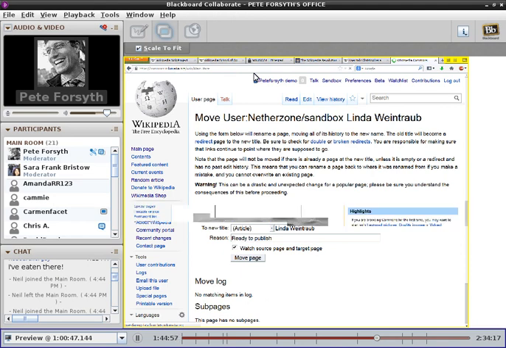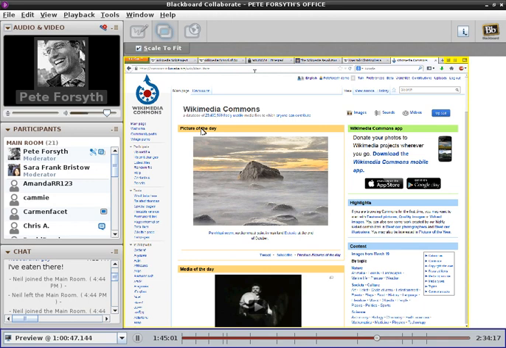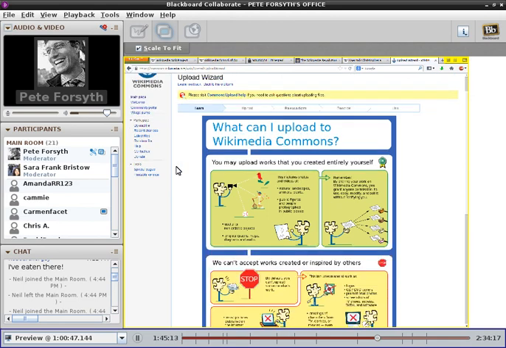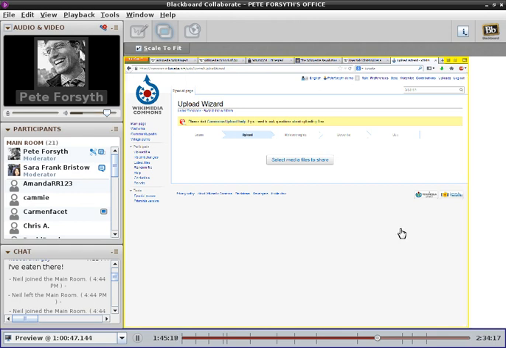If you want to upload a photo that you took yourself or that you own the rights to, it's pretty straightforward. In most cases, all you would do is choose upload file on the left-hand side, and you'll get this nice wizard that walks you through. It gives you a cartoon that explains the issues involved, and then it guides you through step by step. You select your file, you upload it, and then it asks you what license you want to release it under and things like that. But it does get complicated.